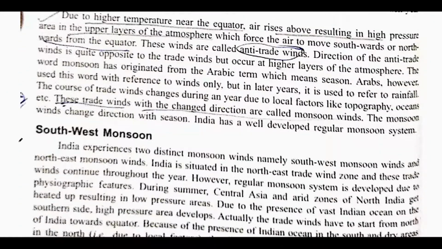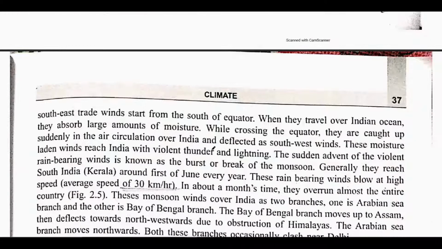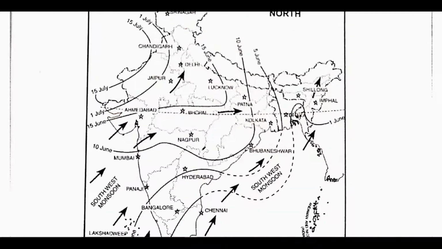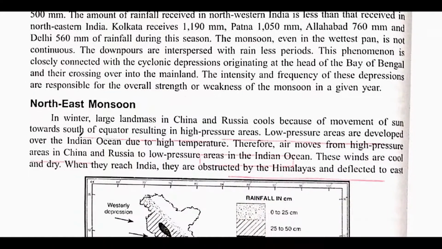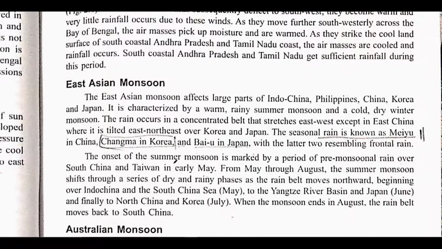All this part is very important, like southwest monsoon, southeast, northeast monsoon. You must go through each line, line by line. Do not skip any part of this. See, it is very important. You must see the graph also. Same is the case with northeast monsoon. Every part of monsoon is very important. Go through it.